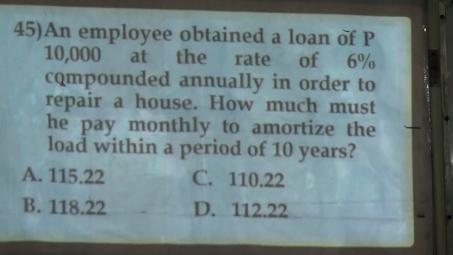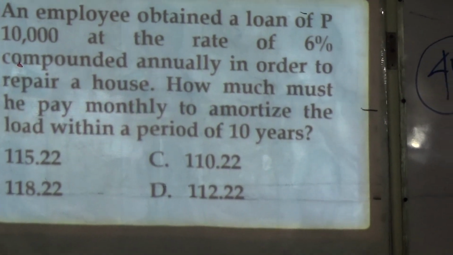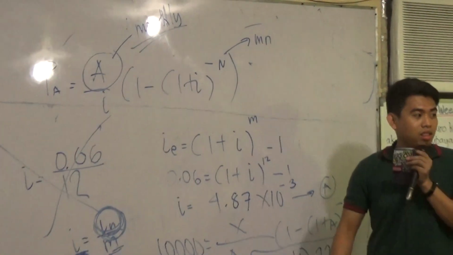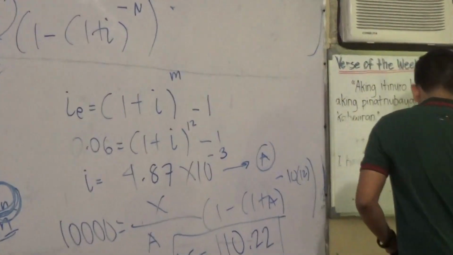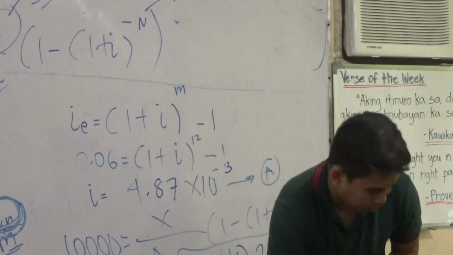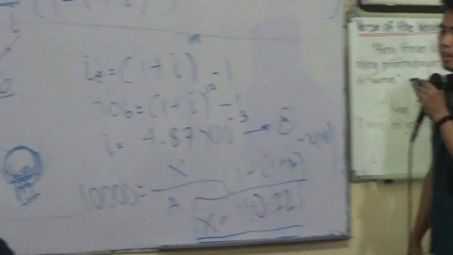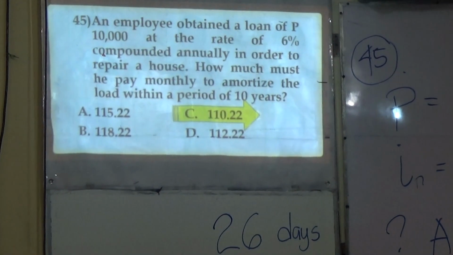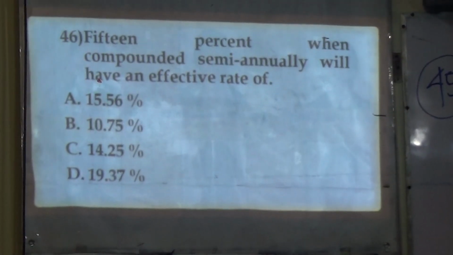Pwede mo siyang tingnan in a realistic view. Pwede na yan, di ba? Magkakaroon ka ng 10,000 today. Ang bayad mo lang, 100 pesos every month. So answer is letter C, 110.20. Continue tayo. Number 46.